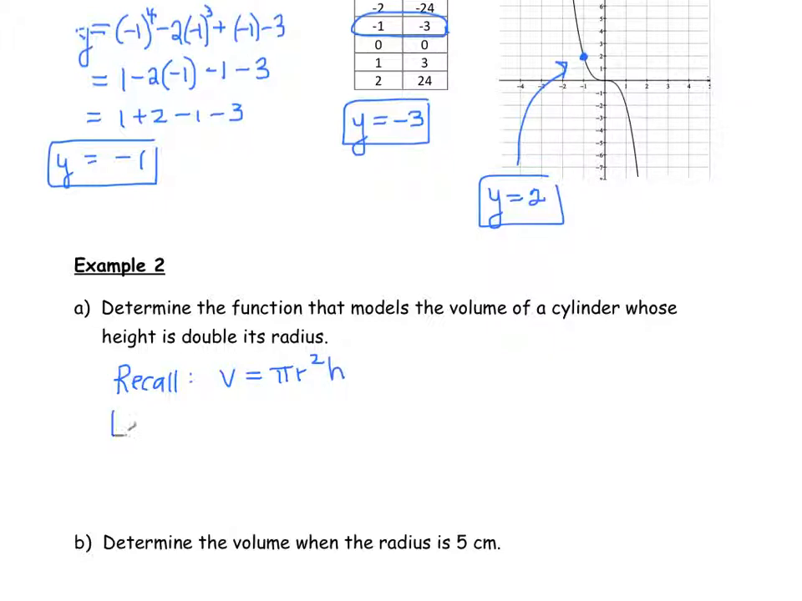Now in that formula, if the height is double its radius, then let's replace h with 2r in your formula. So then it will be V equals pi times r squared times 2r, and we can simplify that to V equals 2 pi r cubed.